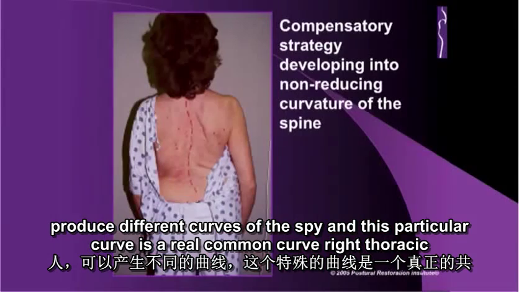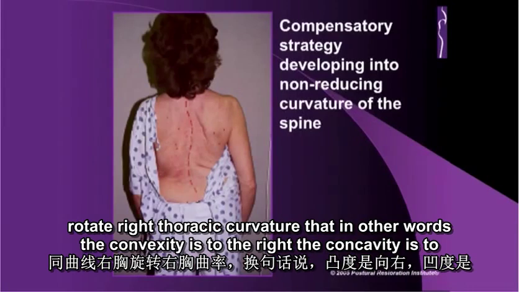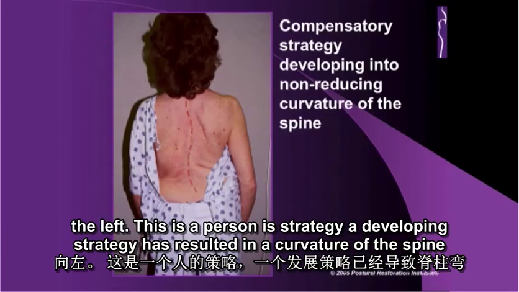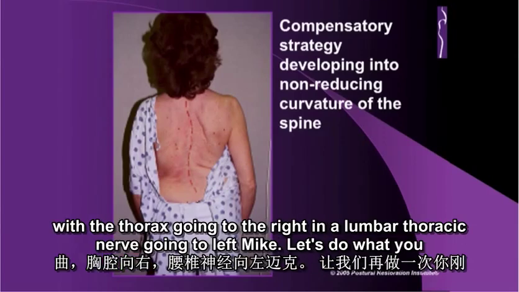And this particular curve is a real common curve, right thoracic curvature. In other words, the convexity is to the right, the concavity is to the left. This is a person's strategy, developing strategy, that has resulted in a curvature of the spine with the thorax going to the right and a lumbar thoracic curve going to the left.